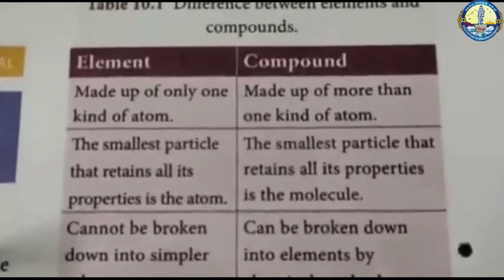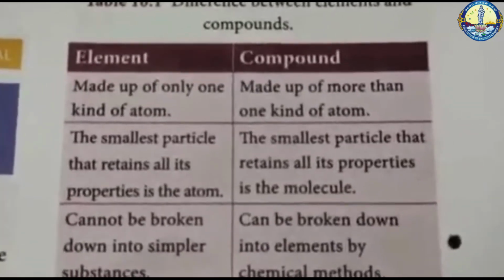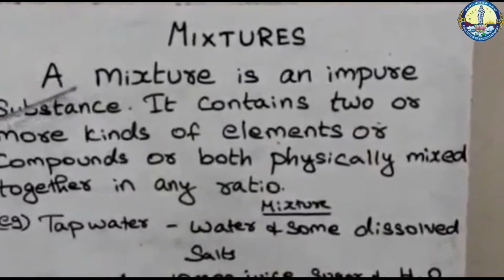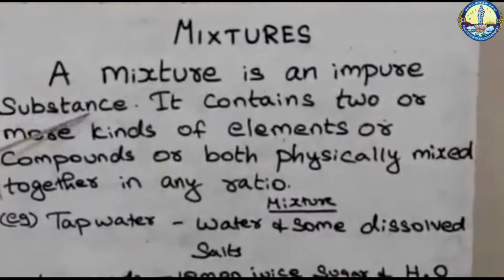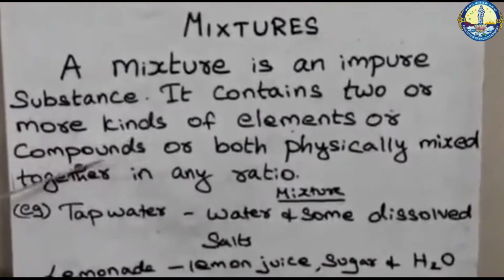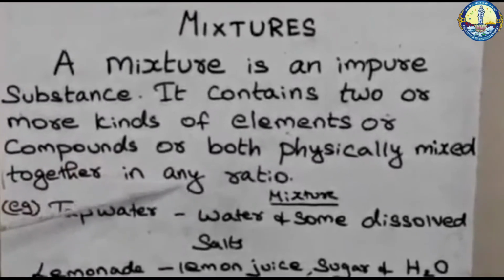An element cannot be broken down into simpler substances. A compound can be broken down into elements by chemical methods. Mixtures. A mixture is an impure substance. It contains two or more kinds of elements or compounds or both physically mixed together in any ratio.